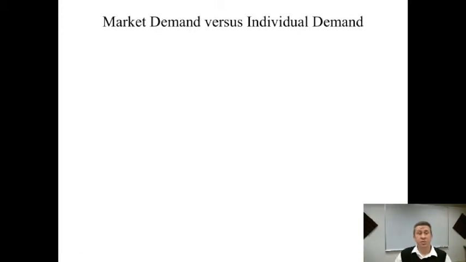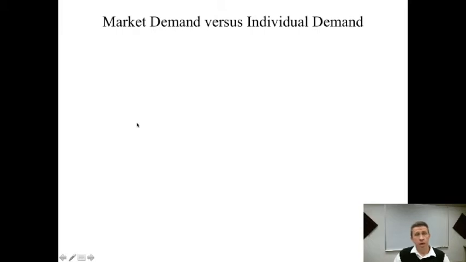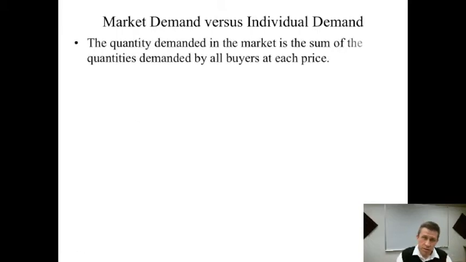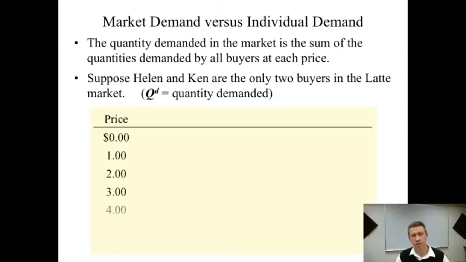Now, what we just looked at was a demand curve for Helen only, right? This is Helen's demand schedule and demand curve. As mentioned, we could look at the market demand, and all you do is take the sum of the quantities demanded at each price and add it together. So here, as a very simple example, suppose you just have two people, only Helen and Ken, who are the only two buyers in the latte market.